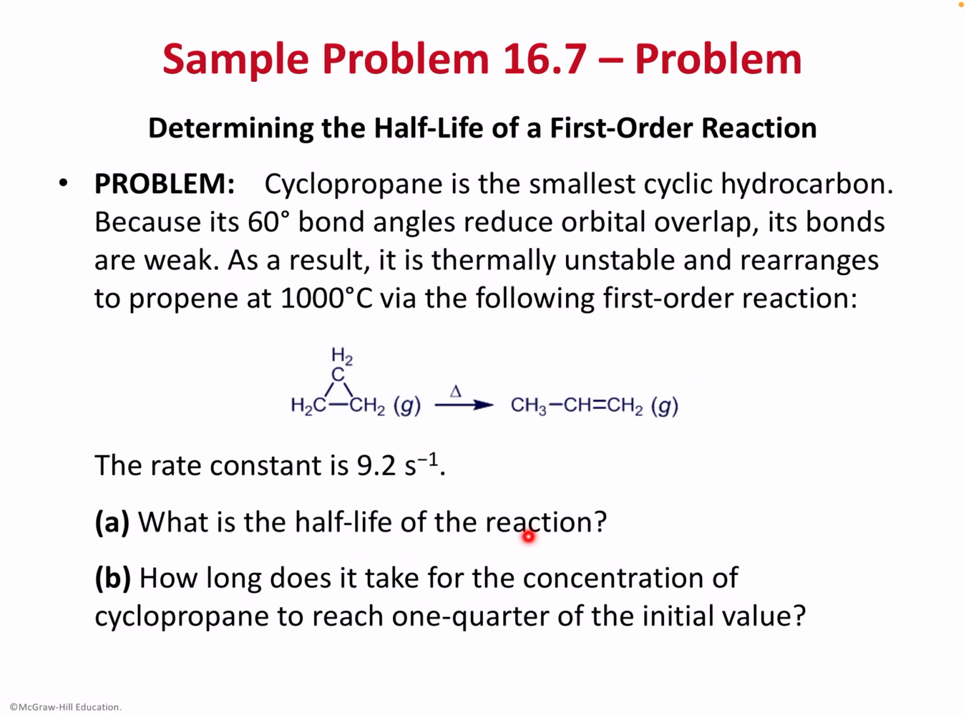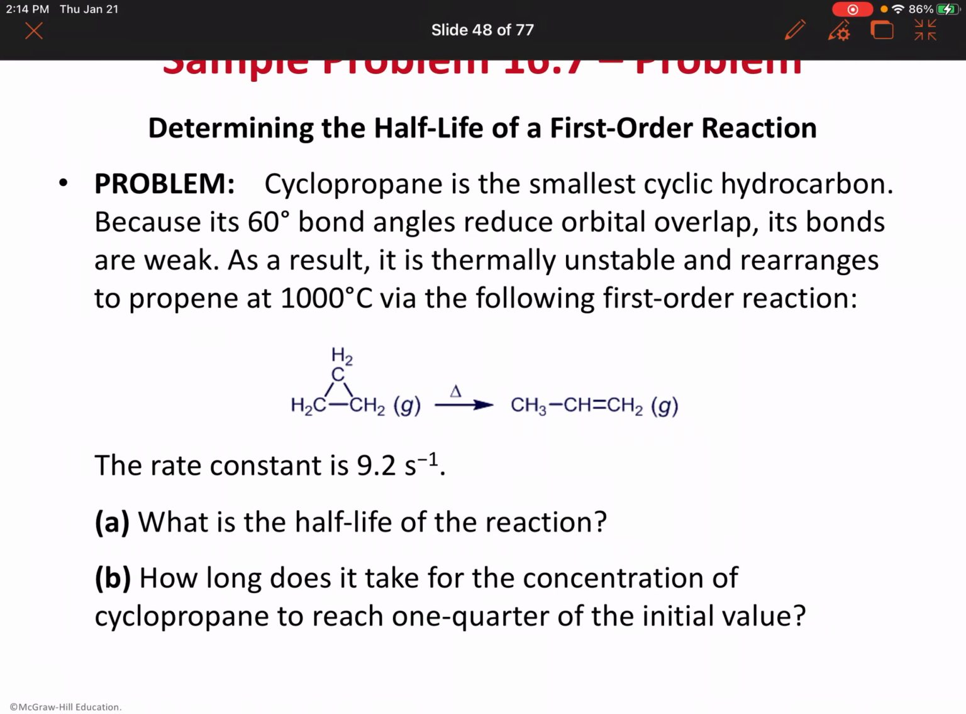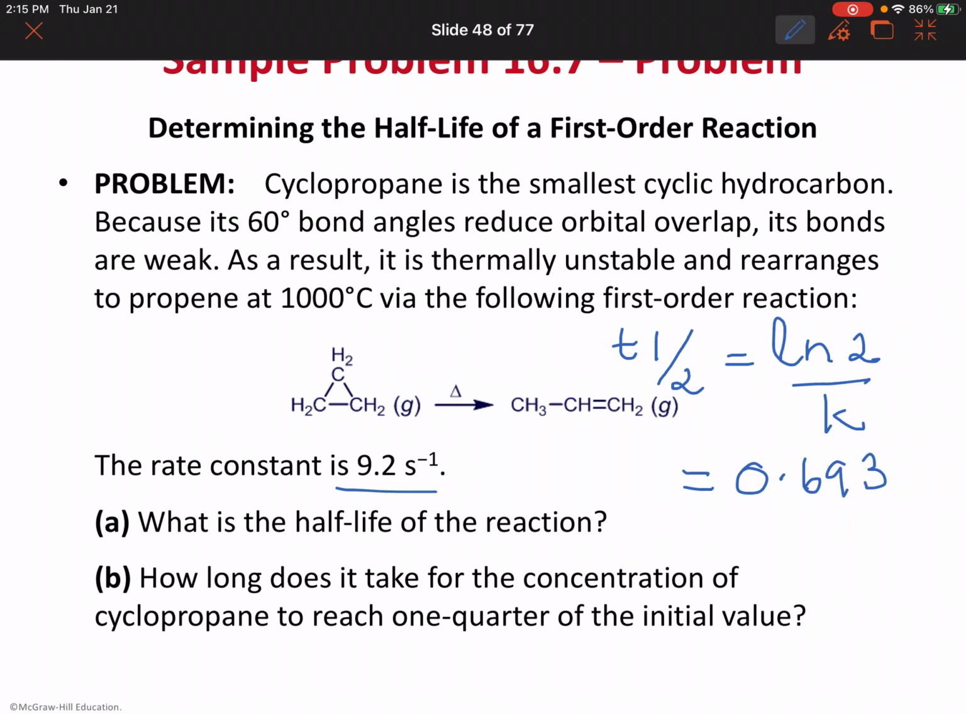It's asking what is the half-life of the reaction. Remember, for a first order reaction, T half is ln2 over k, and ln2 is 0.693. The rate constant is given as 9.2 per second. So the T half would be 0.693 over 9.2 per second. That is the half-life of the reaction. That's easy, correct? And then it says, how long does it take for the concentration of cyclopropane to reach 1/4 of the initial value?